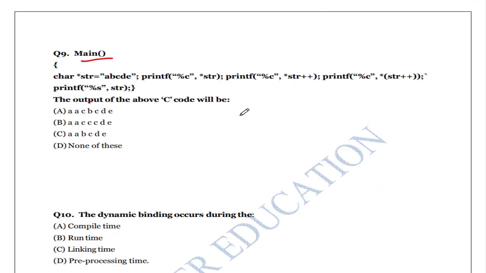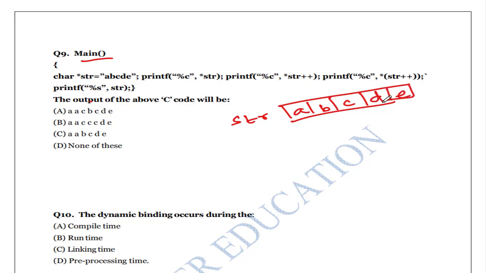Character star str abcd. Here str is defined as a string data type. It consists of a, b, c, d and e.